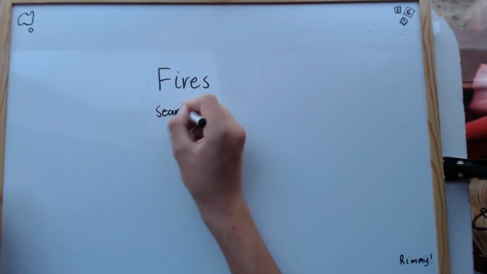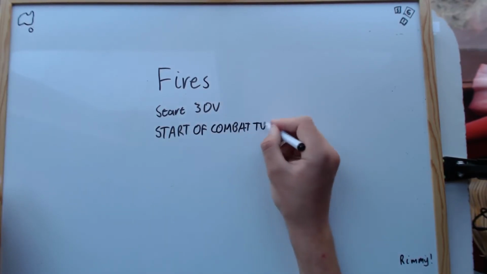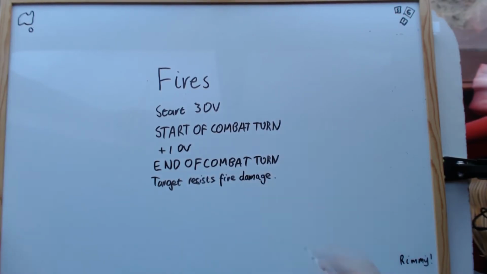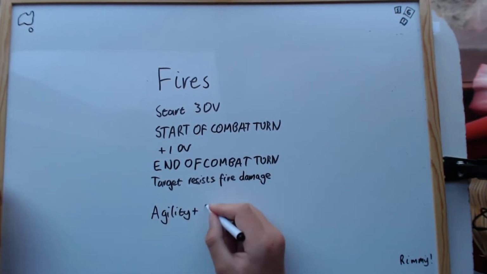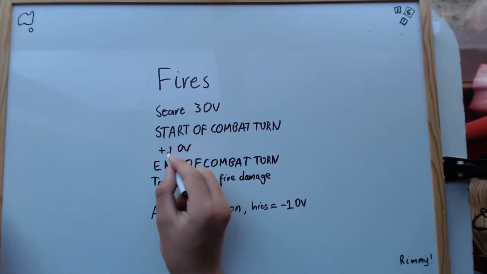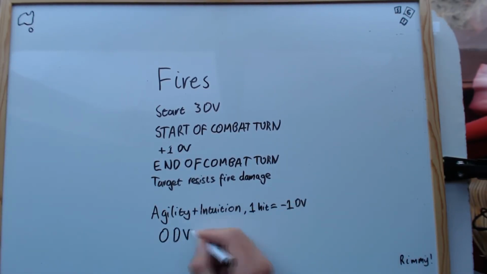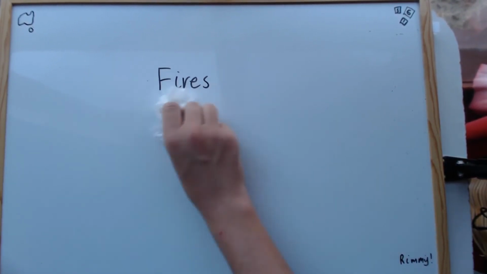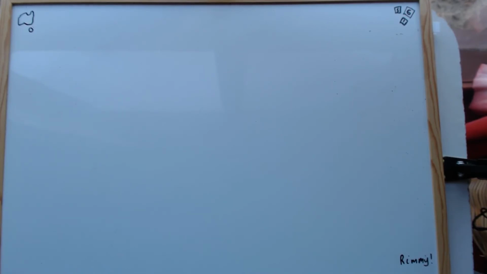The fire starts with a damage value of 3, and that damage is dealt at the end of every combat turn. At the start of every combat turn, the damage value increases by 1 until the item is put out. To put a fire out, it is usually an Agility plus Intuition test, and for every hit on the test, the fire's DV decreases by 1. If the fire's DV reaches 0, the fire is put out.